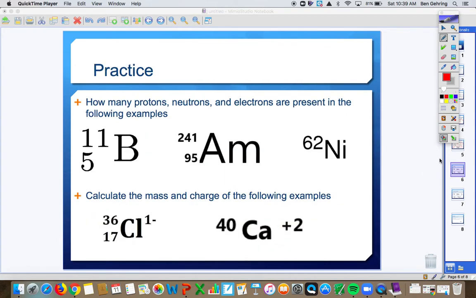Here's an opportunity for you to practice. I want to know how many protons, neutrons, and electrons are found in these atoms. And I want to know the mass and charge of these two on the bottom. Pause this video, answer these questions. They will be on the next slide, so when you hit resume, you'll get your answers.